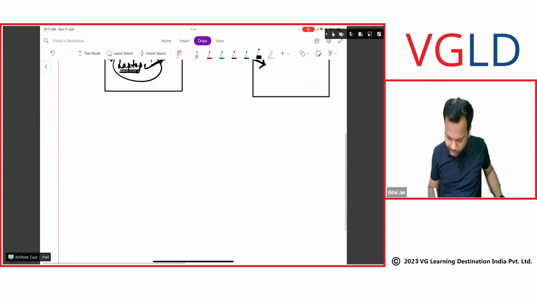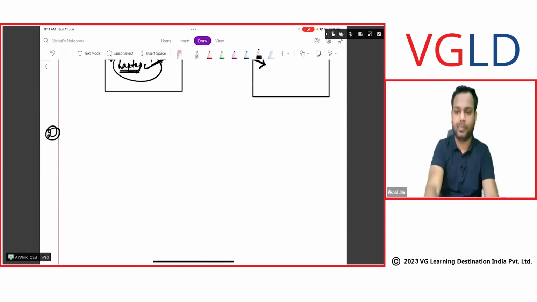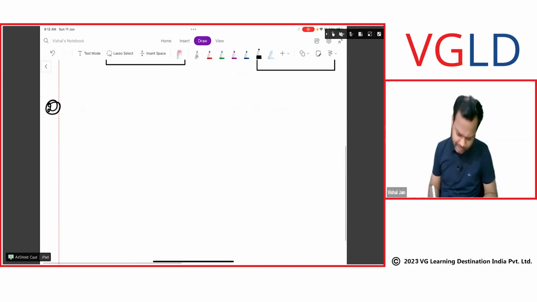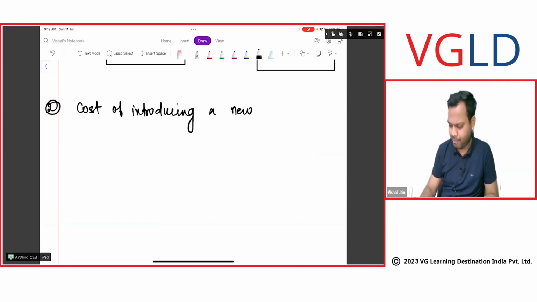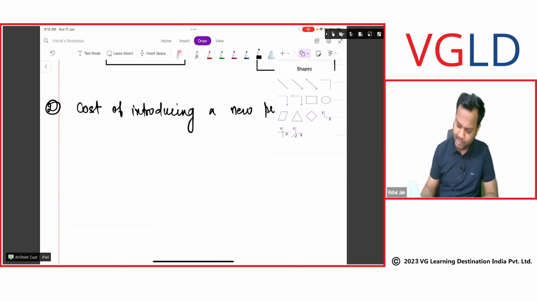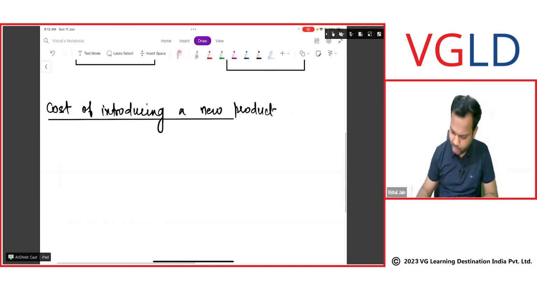Okay, now point number 2 was the cost of introducing a new product or a service. Similar type of example, the cost of introducing a new product. Okay, we can understand this term via 2 examples.